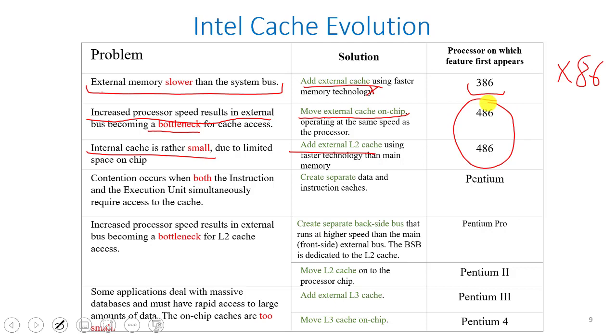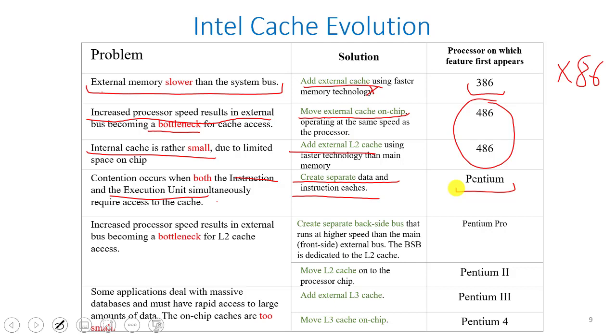Everything was fine. However, we started having a problem because we have two types of information. We have instructions and we have data. We need to access this information at the same time, and the cache was not enough. So they said, okay, create two separate caches, one for data and one for instructions. This was presented in the Pentium processors.